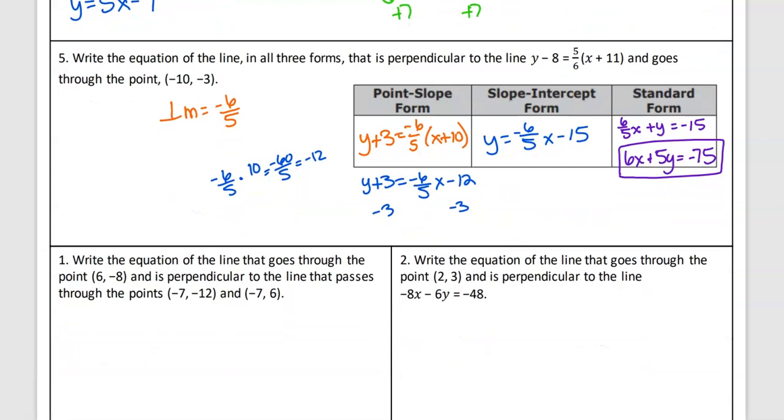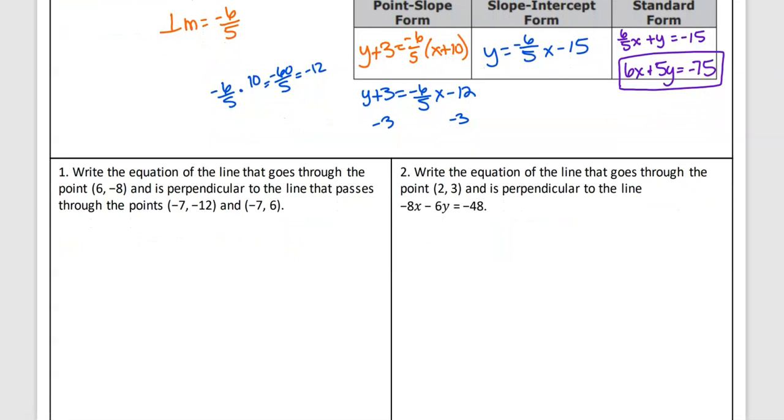Write the equation of a line that goes through the point 6, -8 and is perpendicular to the line that passes through the points -7, -12, and -7, 6. Okay. So we have a point that it gave me. This is a point it's going to go through right here. It gave me points that the original line was going through.